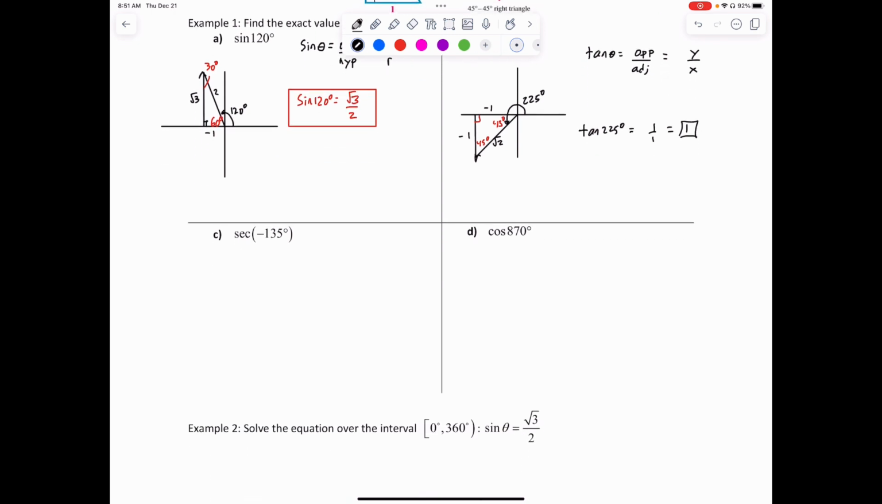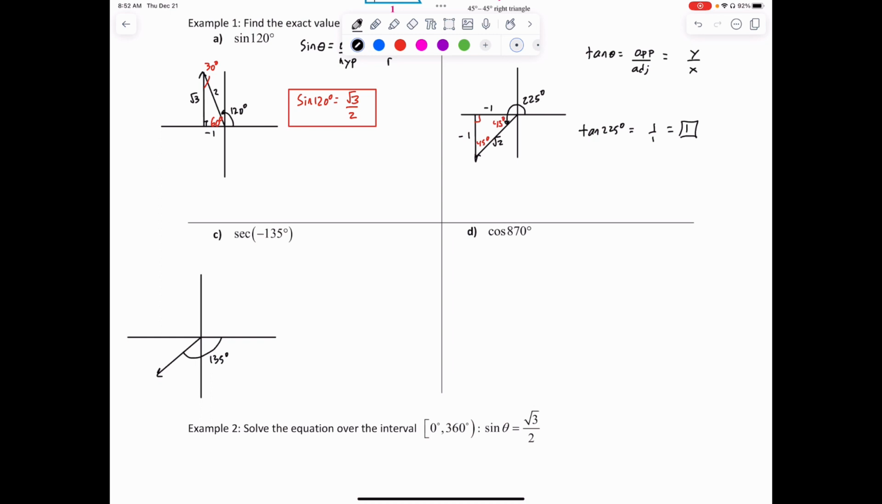Let's continue. So, secant of negative 135 degrees. Now, these problems are all going to follow a similar pattern. They all just have a slightly different twist to them. 135 degrees is between 90 and 180, but because it's negative, we're going in this direction, past negative 90 but not quite all the way to negative 180, so our angle is going to be down here somewhere.